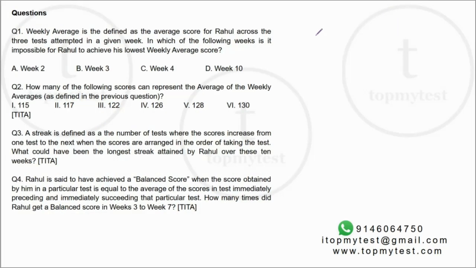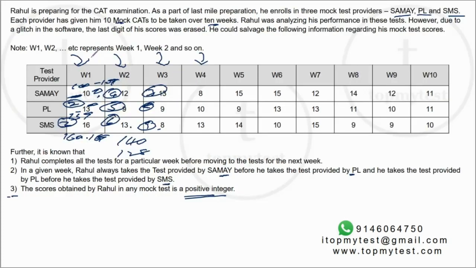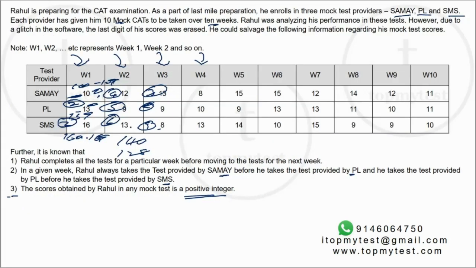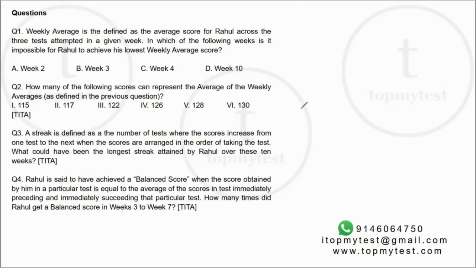If you look at the questions, first one says weekly average is defined as the average scores of Rahul across the 3 tests. So we'll have to average out all the weeks. Okay. Second one says how many of the following scores can represent the average of the weekly averages as defined in the previous question. Okay, again you'll have to use the averages. Third one says a streak is defined as a number of tests where score increase when compared to the previous one. Okay, this does not require calculation.